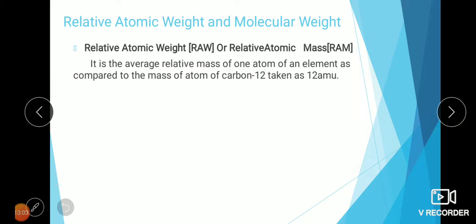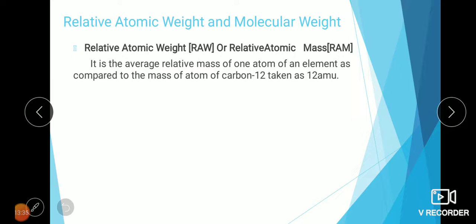From where did this word 12 AMU come, or what is the meaning of AMU? AMU stands for atomic mass unit. Like you measure length in meters, time in seconds, and mass in kilogram in SI unit, in similar terms, we measure the mass of an atom in atomic mass unit, because an atom is extremely small, and that's the reason we use the smallest unit to measure the mass of an atom.